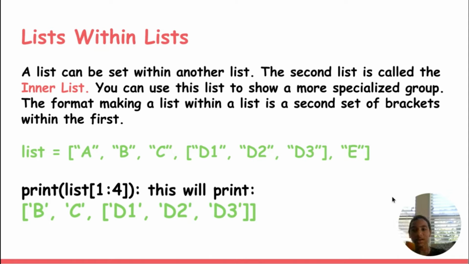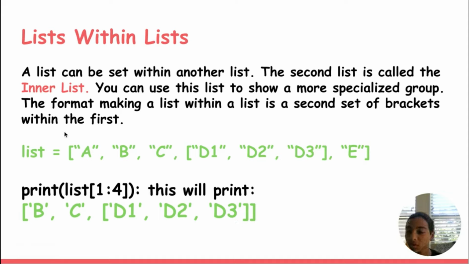Now we have lists within lists. A list can be a set within another list. The second list is called the inner list. You can use this list to show more specialized groups. The format for making a list within a list is a second set of brackets within the first. Here's list A, B, C, and then within that you have D1, D2, D3, and then outside, E. Print list 1 to 4 will print B, C, D1, D2, D3.